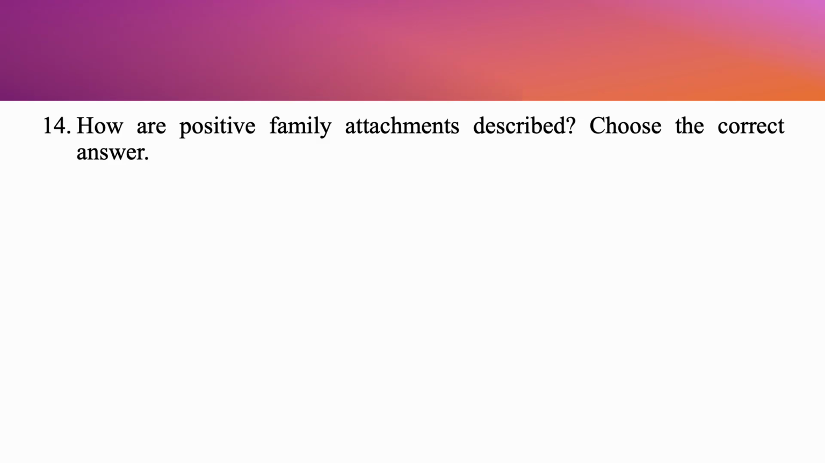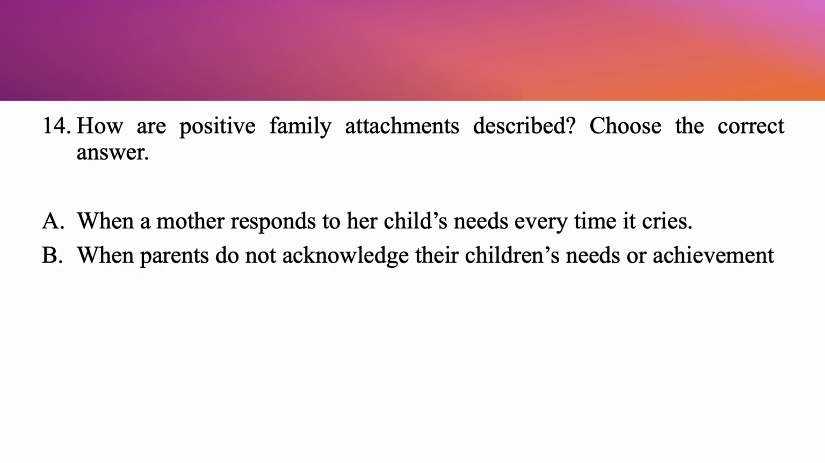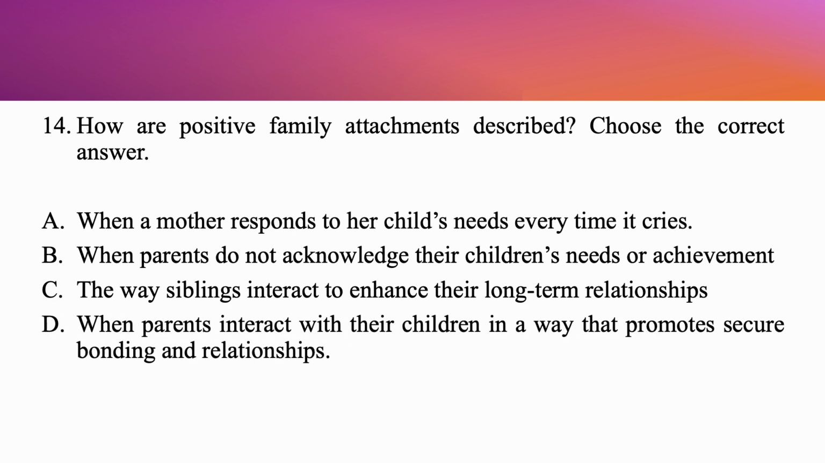Question number 14. How are positive family attachments described? Option A. When a mother responds to her child's needs every time it cries. Option B. When parents do not acknowledge their children's needs or achievement. Option C. The way siblings interact to enhance their long-term relationships. And option D. When parents interact with their children in a way that promotes secure bonding and relationships.